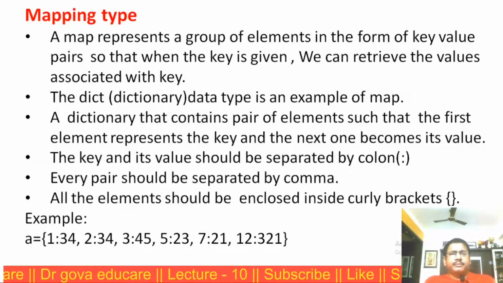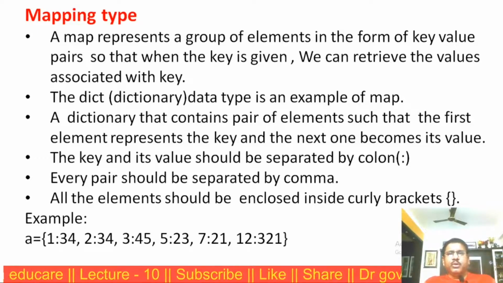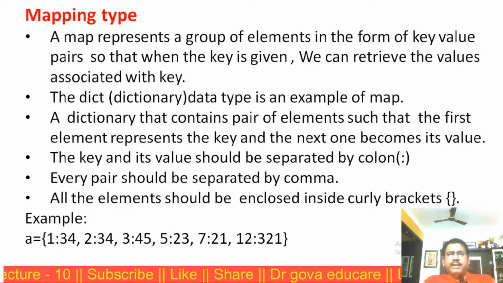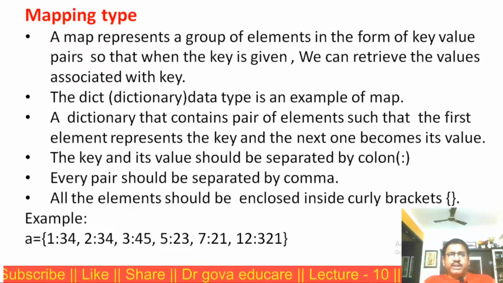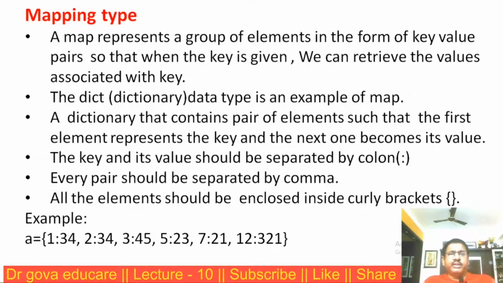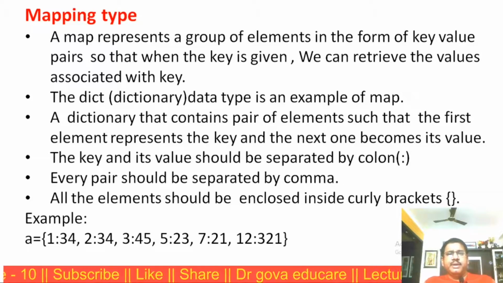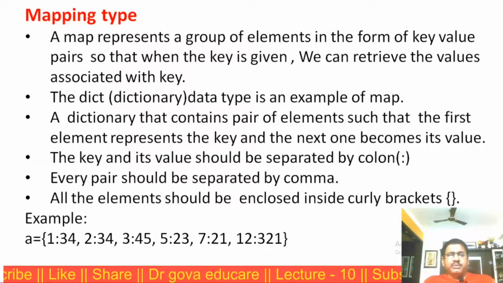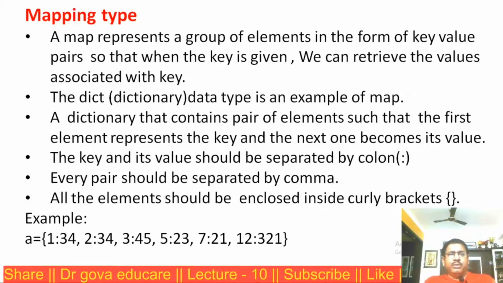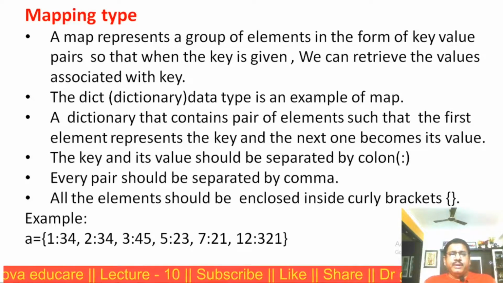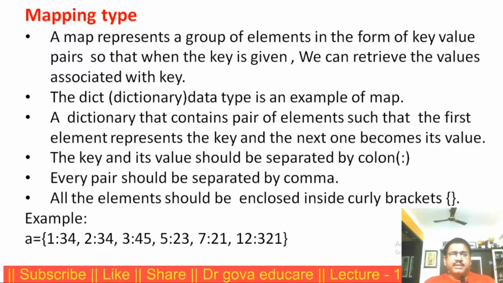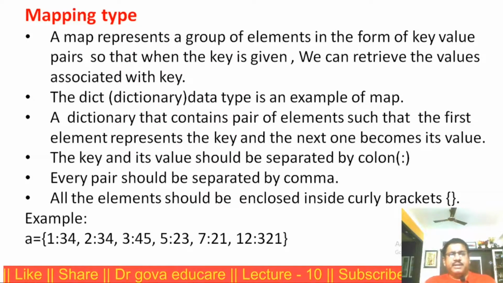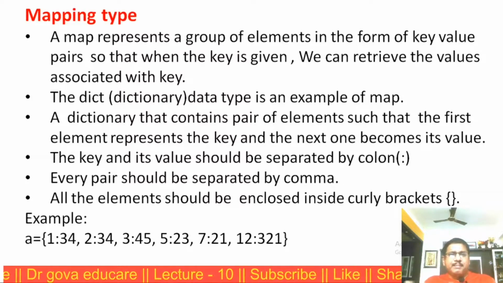Mapping data type. A map represents a group of elements in the form of key value pairs, so that when the key is given, we can retrieve the values associated with the key. The dictionary data type is an example of mapping. Say in a dictionary there is a word and its meaning, student roll number, name, subject name. Now this is the mapping data type.